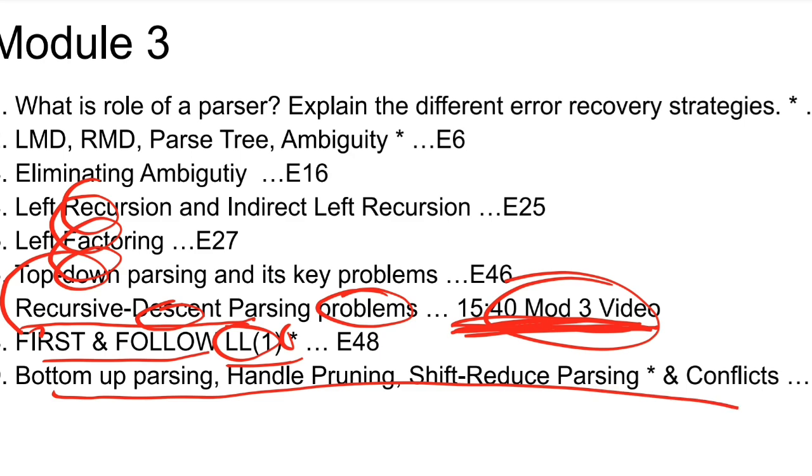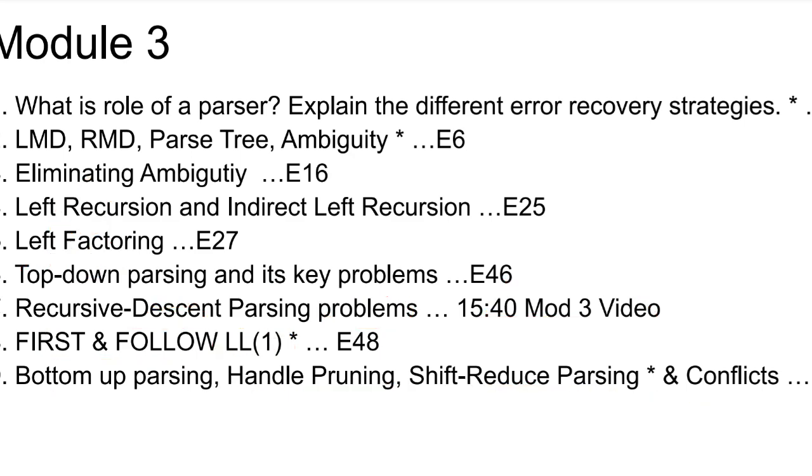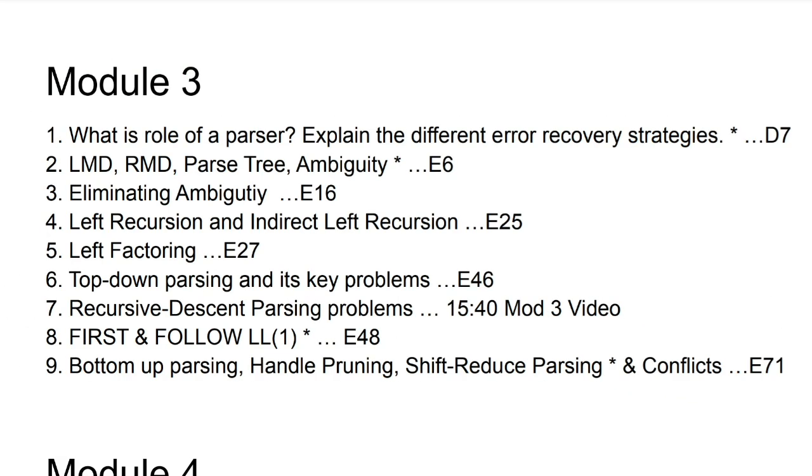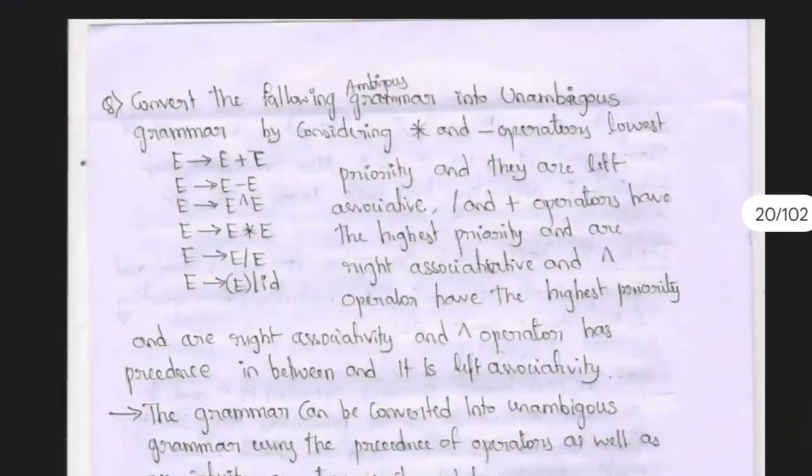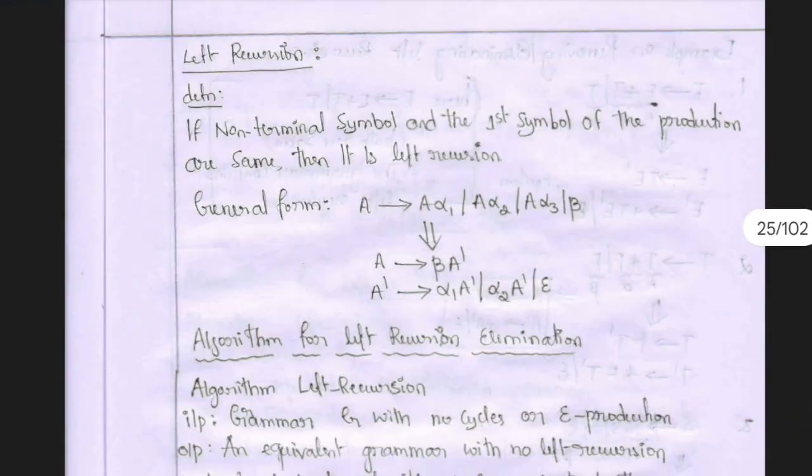Okay, then we finally have shift reduce parsing and bottom up parsing, which is nothing but shift reduce parsing. Here we have some theory, and numericals as well. Okay, so let's get started with the left recursion. It's presented on page 25. So on page 25 we are starting from the left recursion.